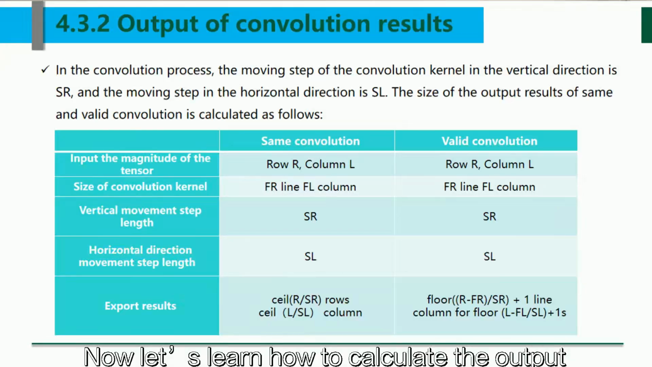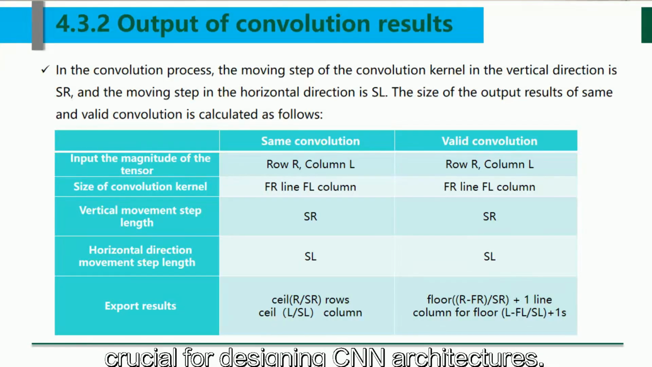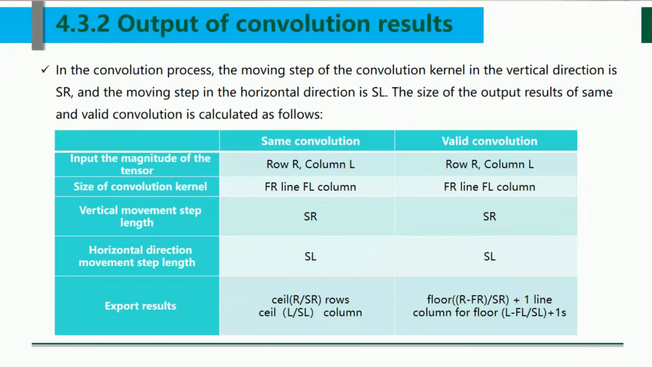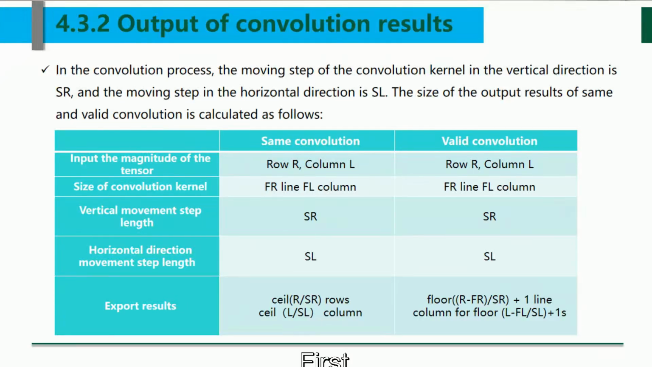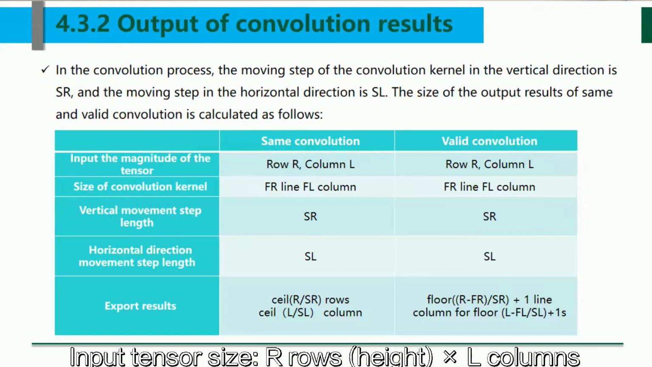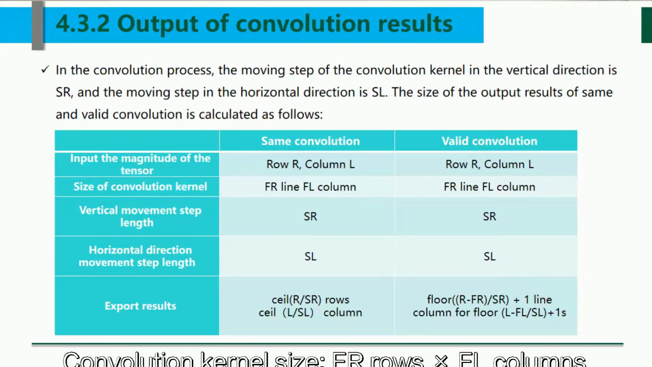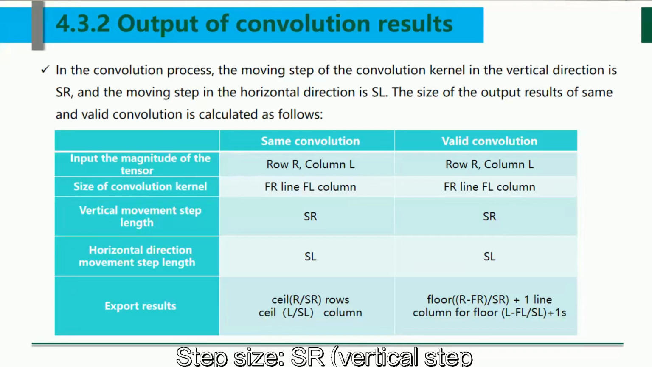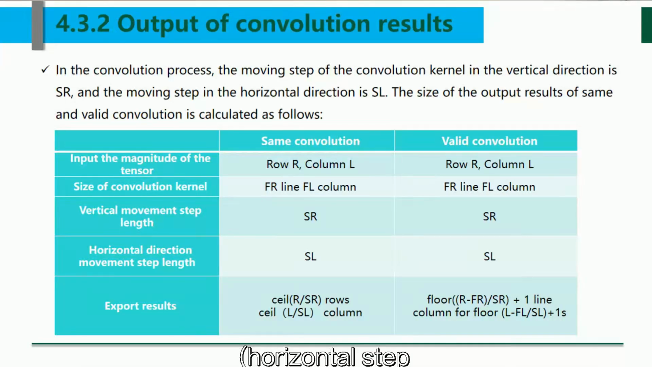Now, let's learn how to calculate the output size for same and valid convolution. This is crucial for designing CNN architectures. The slide has a table that compares the two types. First, let's define the terms. Input tensor size, R rows (height) multiplied by L columns (width). Convolution kernel size, FR rows multiplied by FL columns. Step size, SR vertical step, how much the kernel moves up or down, multiplied by SL horizontal step, left or right.